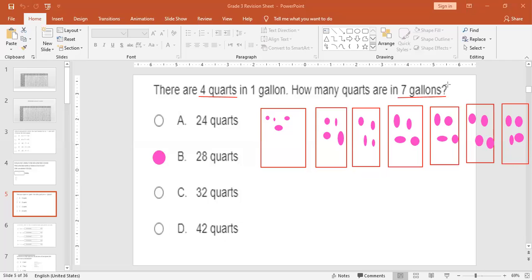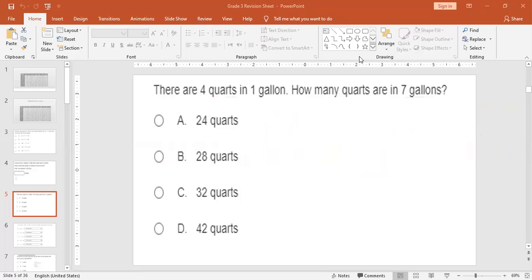And in the math exam, I want you to have a piece of paper near you so you can write the equation, you can draw it, and then you check and read your questions very, very well. Okay.